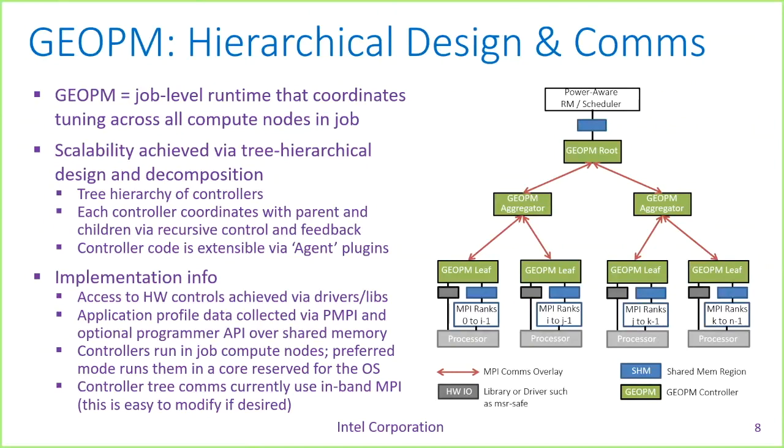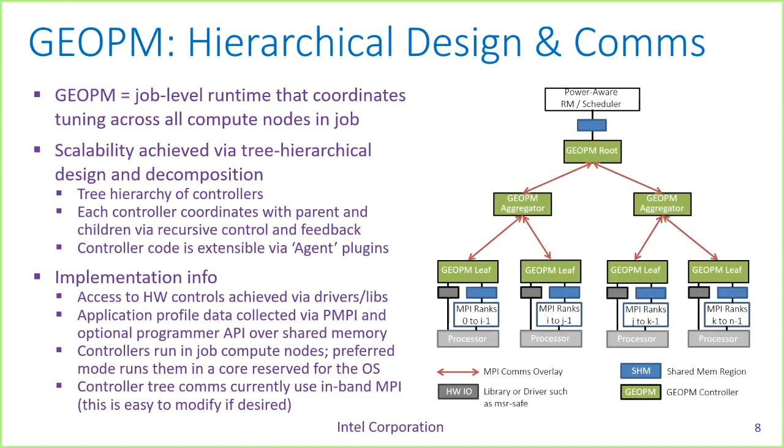We have GEOPM leaves. There's one leaf running in each compute node. We have GEOPM aggregator controllers. Some of the compute nodes will run one of these as well. And then we have a GEOPM root controller. One of the compute nodes will run a root controller. These controllers all coordinate with each other to orchestrate global optimization, and we do that through recursion and aggregation.